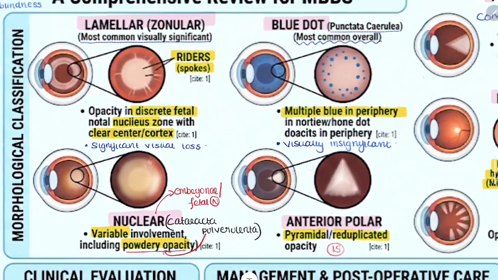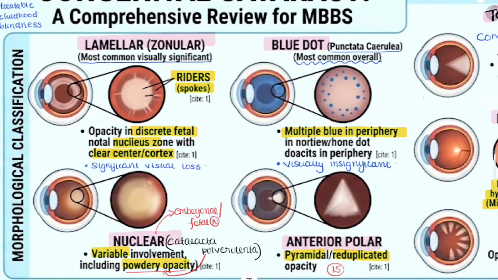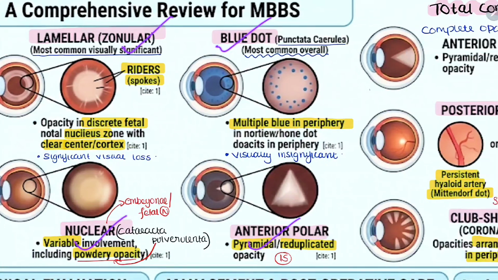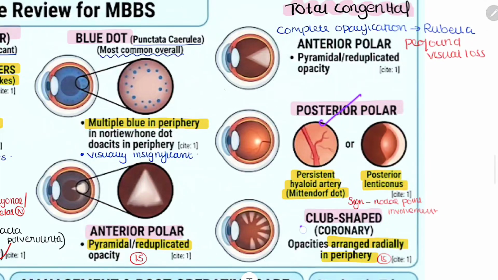Now coming to the types of cataract. The morphological classification of congenital cataract includes lamellar cataract, blue dot cataract, nuclear cataract, anterior polar cataract, posterior polar cataract, club-shaped cataract, and total congenital cataract.